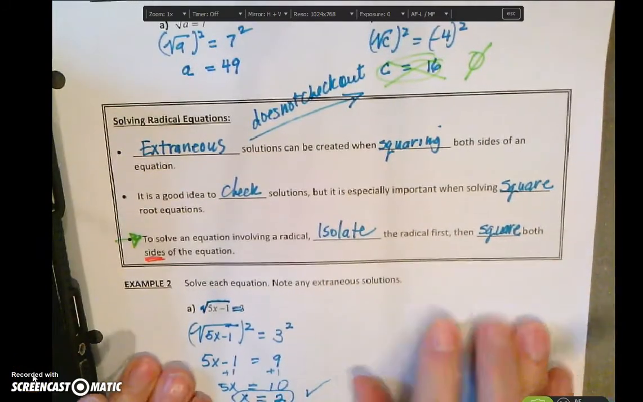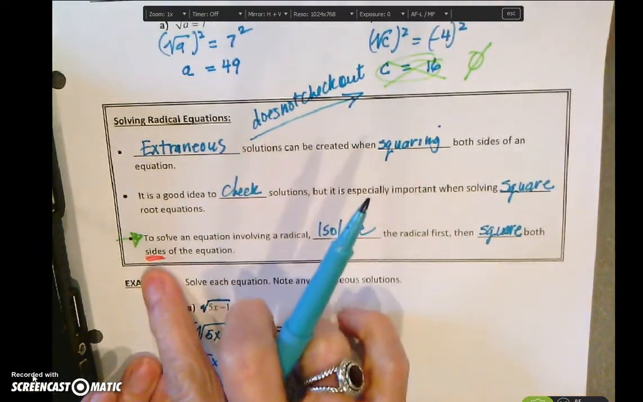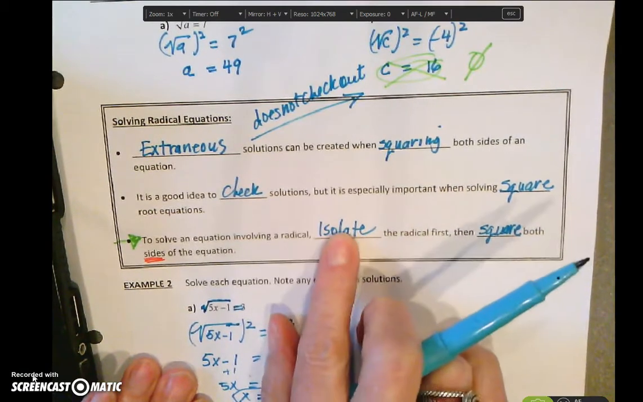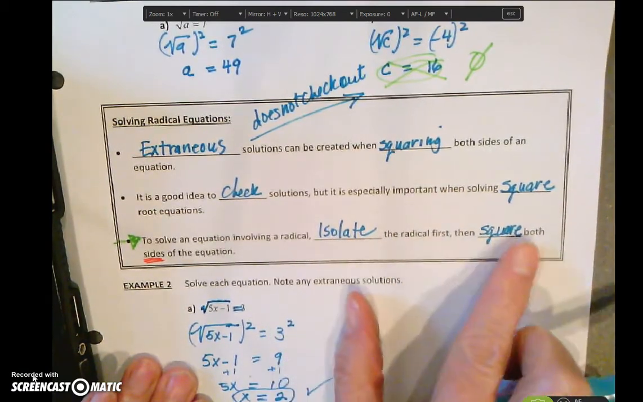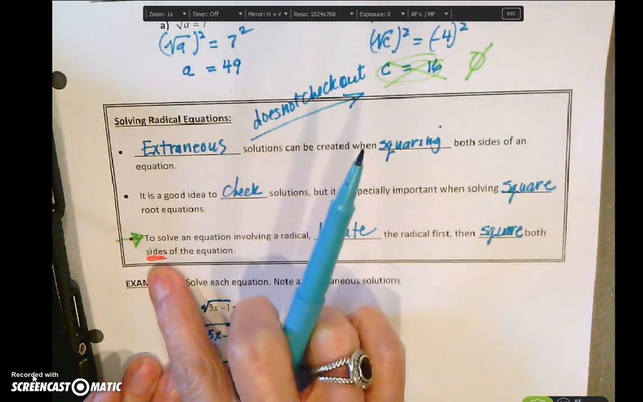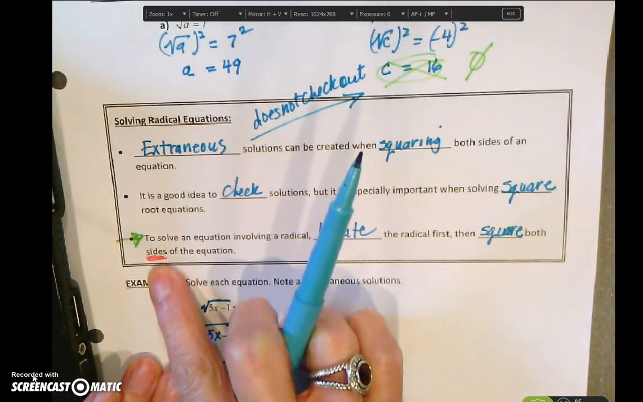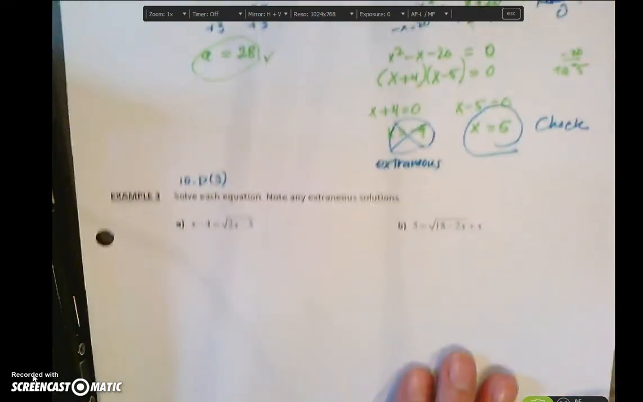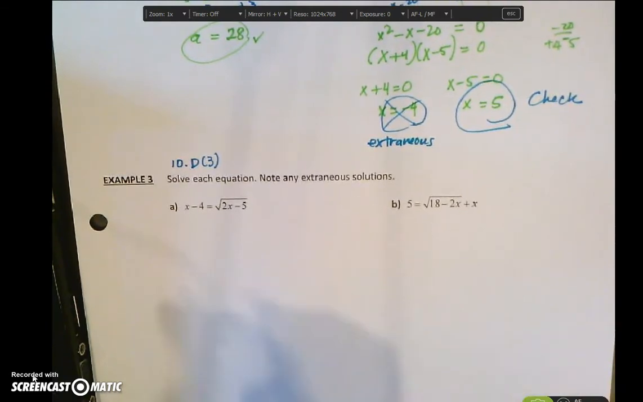All right, so once again, I'm going to refer back to that first page of these notes. To solve an equation involving a radical, isolate first, and then square both sides of the equation. You see here, I have highlighted the word sides. So we're going to square the entire side. So let's look back now at example 3.